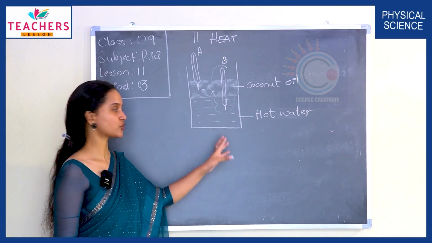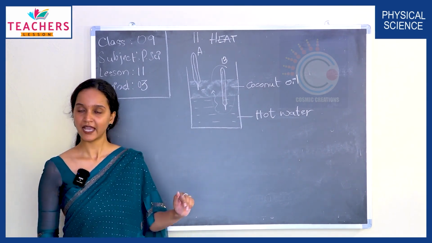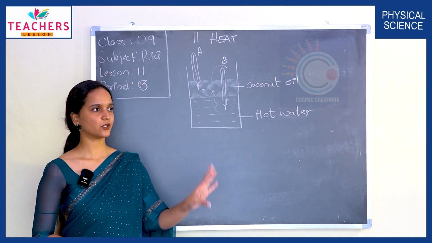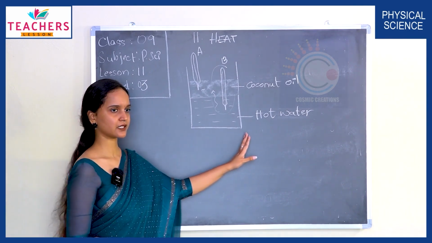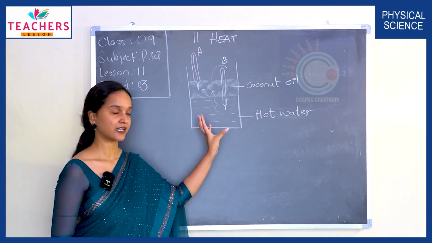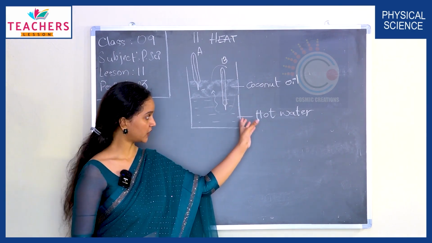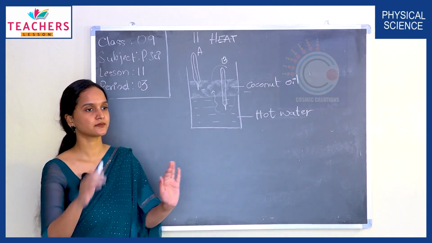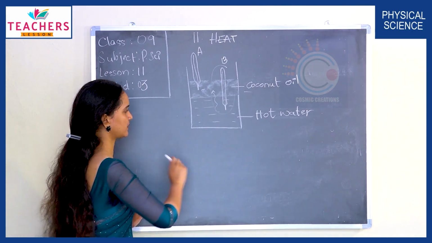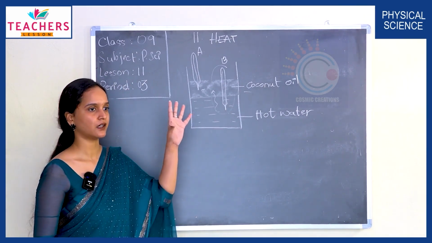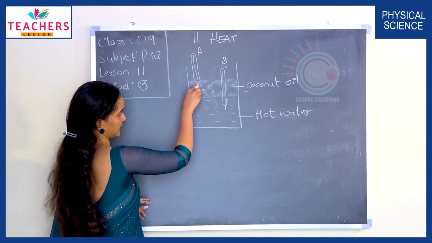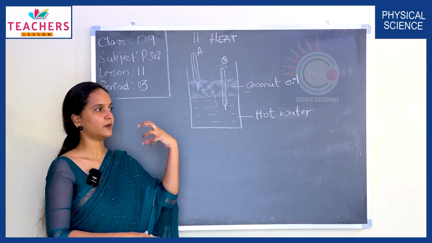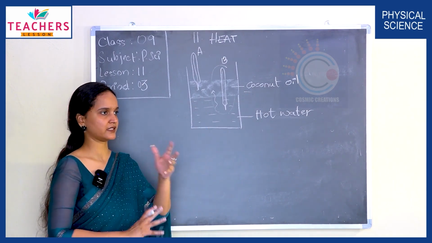That means the temperature of the water will start falling and the temperature of the coconut oil will start rising. Any questions? No, ma'am. So heat energy is being transferred, right? The kinetic energy of the particles of hot water is reducing, the kinetic energy of the particles of coconut oil is increasing, right? At the same time, the reading in thermometer B will fall and the reading in thermometer A will rise. You see how this energy is being transferred and how the thermometer readings are changing.